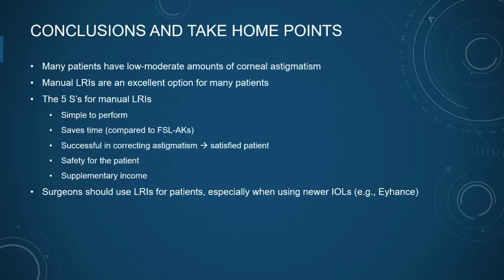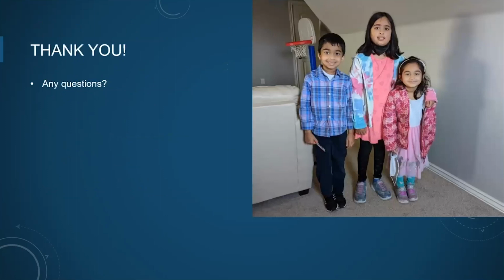The 5 S's, as I talked about, manual LRIs are simple, they save time, they're successful, they're safe for the patient, and they can help supplement the income. And finally, I think in modern cataract surgery, it's really time to revisit an old friend, which is LRIs, and consider using them in our patients, especially when we're using some of our newer IOLs, such as the iHance and other lenses that really, correcting the astigmatism unleashes the full power of the lens.